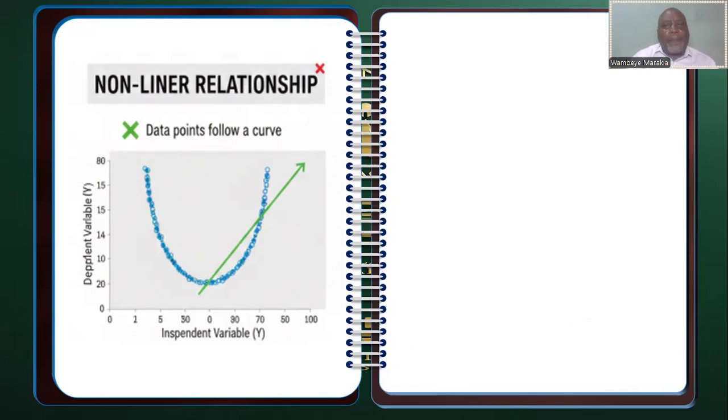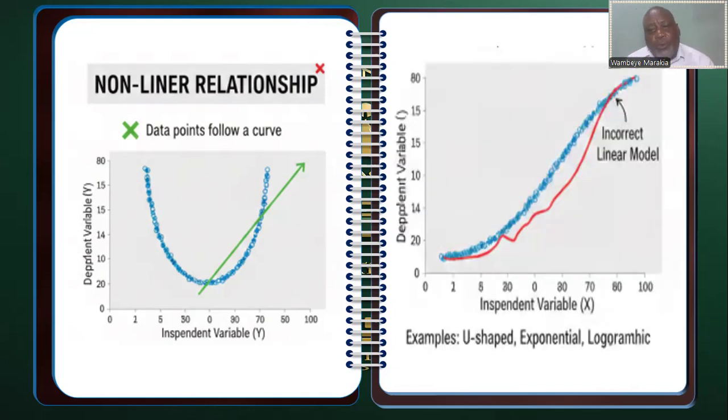Another one is the one shown on the screen. This one is not producing a straight line. It's producing some sort of an exponential relationship. And this one, you see, when you draw this one, you are not producing a straight line through the data points. So this one is an incorrect linear model, and you cannot use multiple linear regression because you will not have made the assumption of linearity.